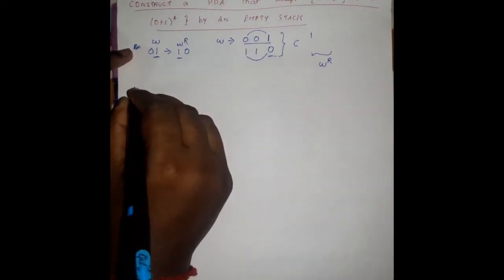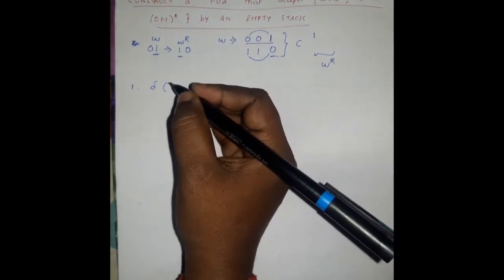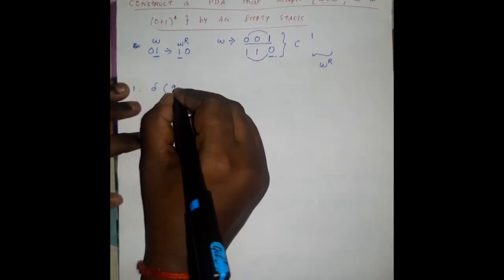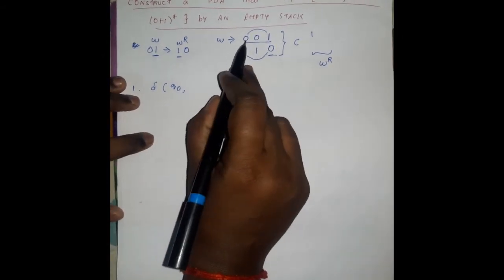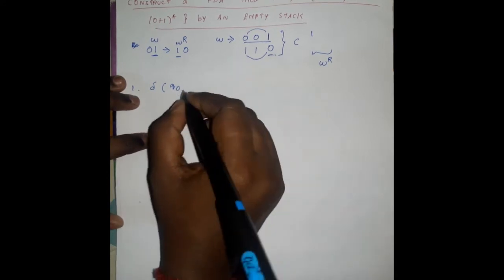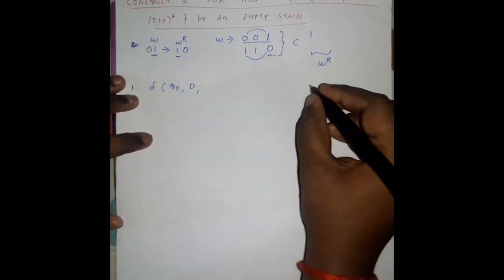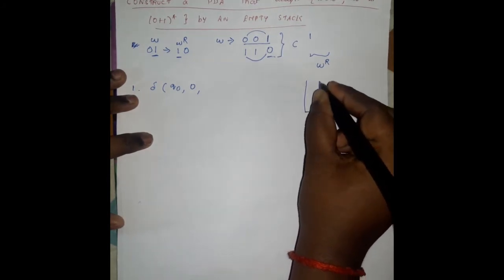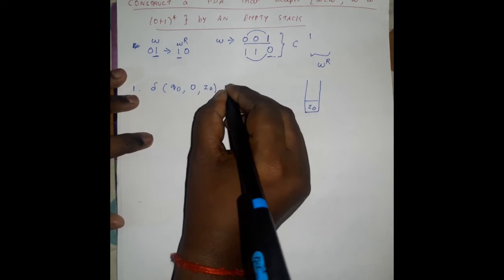So the first step is delta, the transition function, of the initial state. Always we are taking q naught, and the current input symbol, as I already said, may be either 0 or 1. First I am going to take the input symbol 0, and the top of the stack element is z naught, since the stack always has z naught.